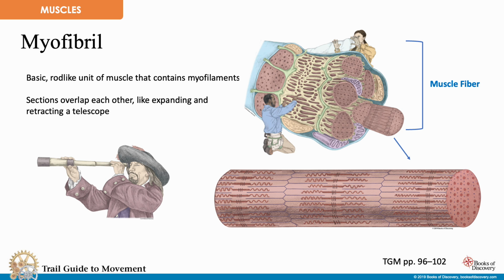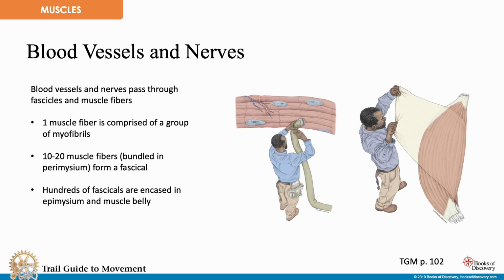Myofibrils overlap like a telescope, expanding and retracting. This analogy helps explain how muscles can change length smoothly without losing their structure. Muscles are highly vascular and highly innervated. Blood vessels and nerves pass through muscle belly, fascicles, individual fibers. And this explains why muscle tension can affect circulation and nerve sensation.